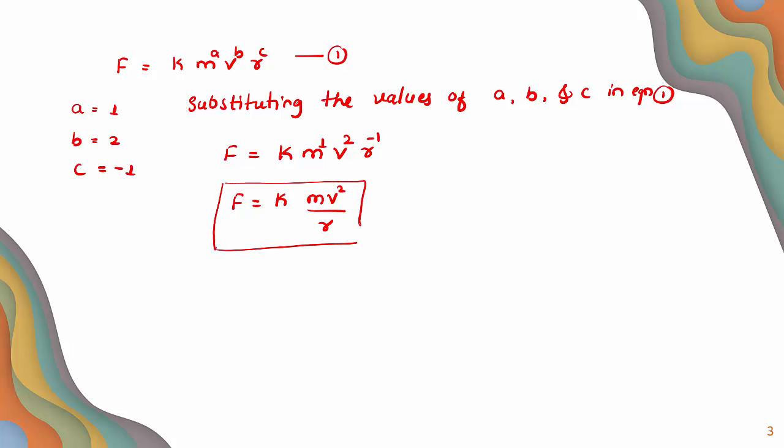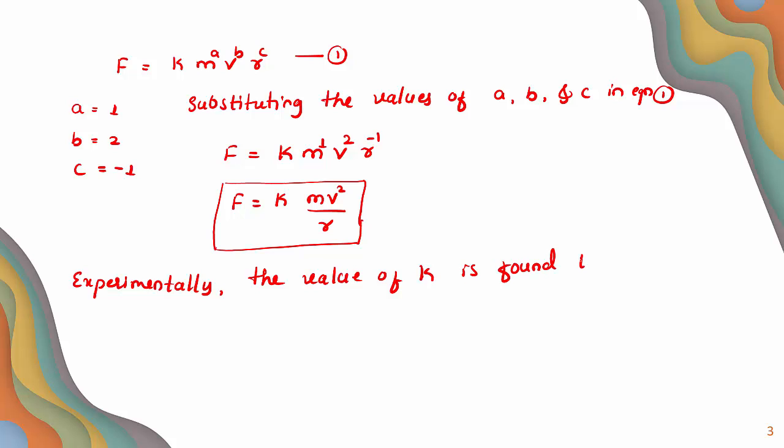So then what is k here? k is the proportionality constant. This is a dimensionless constant. Experimentally, the value of k is found to be 1. What is the value of k? k equal to 1. Hence, the above relation becomes, the required relation is, what is the required relation now?